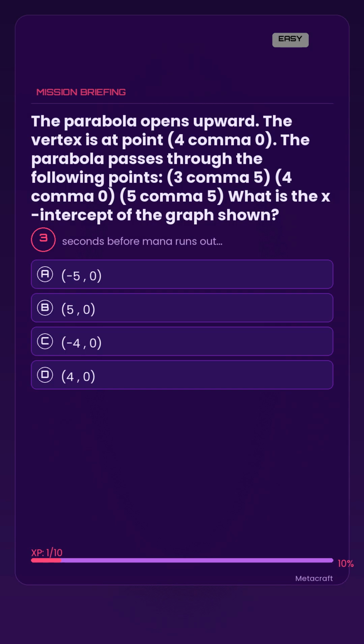The parabola opens upward. The vertex is at point (4, 0). The parabola passes through the following points: (3, 5), (4, 0), (5, 5). What is the x-intercept of the graph shown?